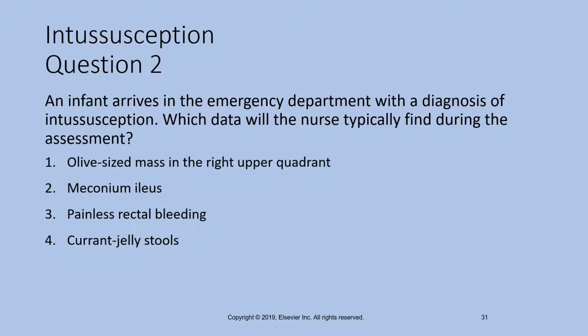An infant arrives in the emergency department with a diagnosis of intussusception. Which data will the nurse typically find in the assessment? Olive-sized mass in the right upper quadrant, painless vomiting, currant jelly stools, which we just talked about. If one portion of the bowel, the jejunum, is invaginated into the distal colon, the colon is still going to make mucus, and the mucus is going to be bloody because of the trauma that's occurring.